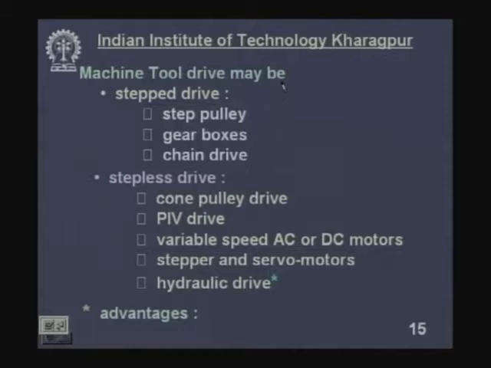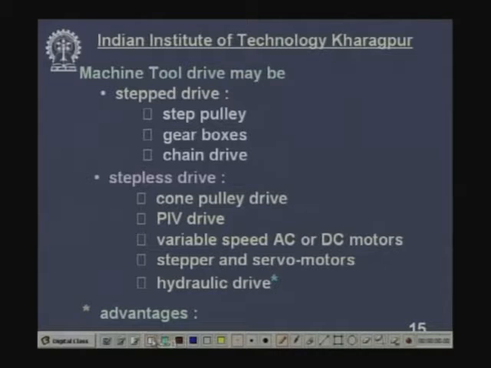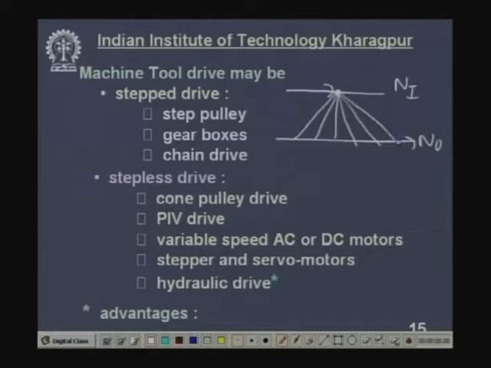Now, the machine tool drive may be of two kinds, step drive and stepless drive. What is a step drive? Step drive means, suppose this is the input shaft which is rotating at a particular RPM. Now, this is the output shaft. From one input motion, we need a large number of speeds or RPM, say 1, 2, 3, 4, 5, 6, it can be say 12, 18, 24 like that. This is called step drive. That means, from one input speed we get a few discrete, definite values of speed. This is called stepped drive.